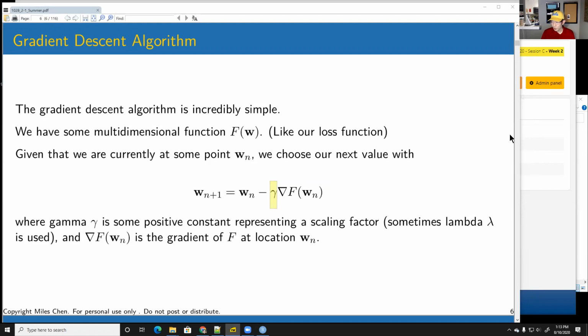Another question: essentially, we would want to take a smaller step if we use the constant gamma.